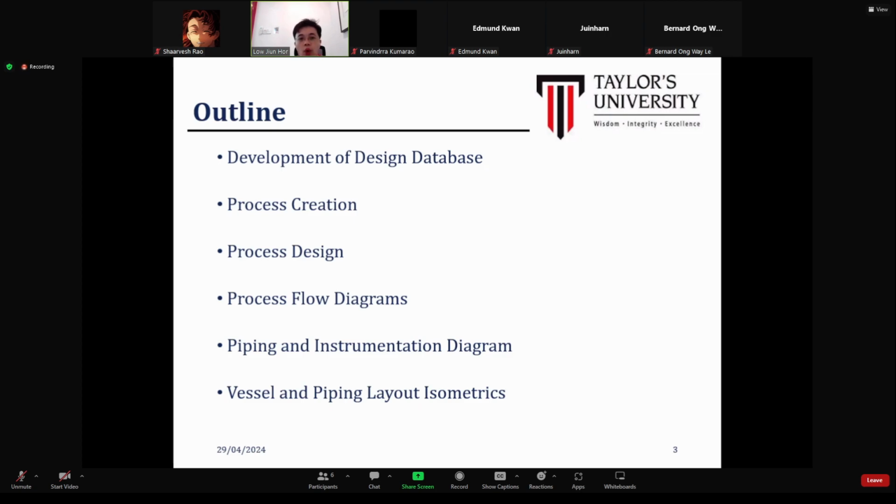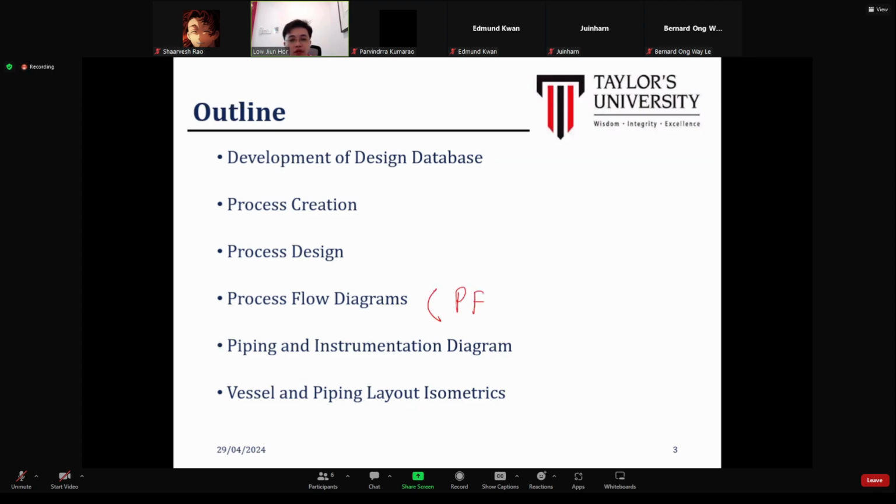Once we collect all the relevant data and information, we need to proceed to the next section, which we call process creation. Once we have created a process, only then can we proceed to design a process. Of course, when we design a process, we can also produce a process flow diagram, or PFD for short, at the same time.